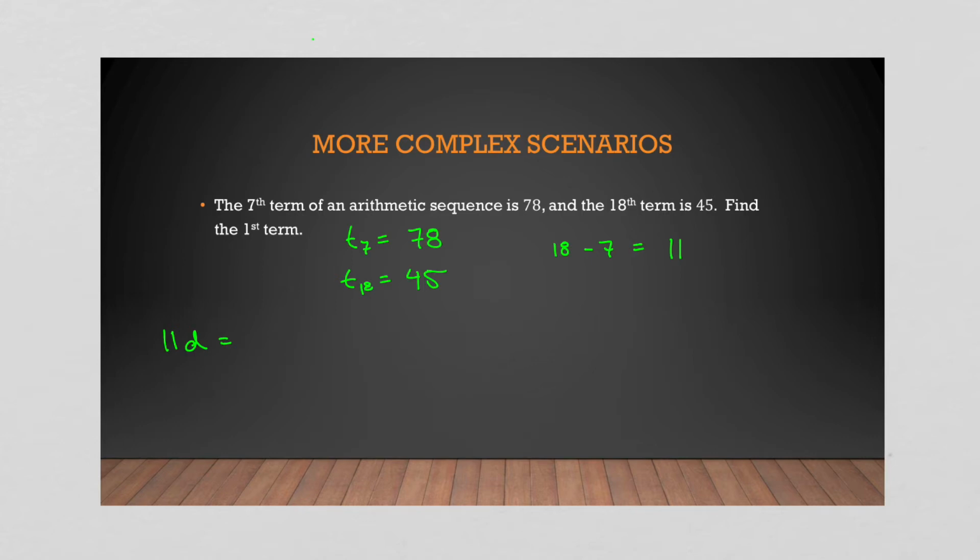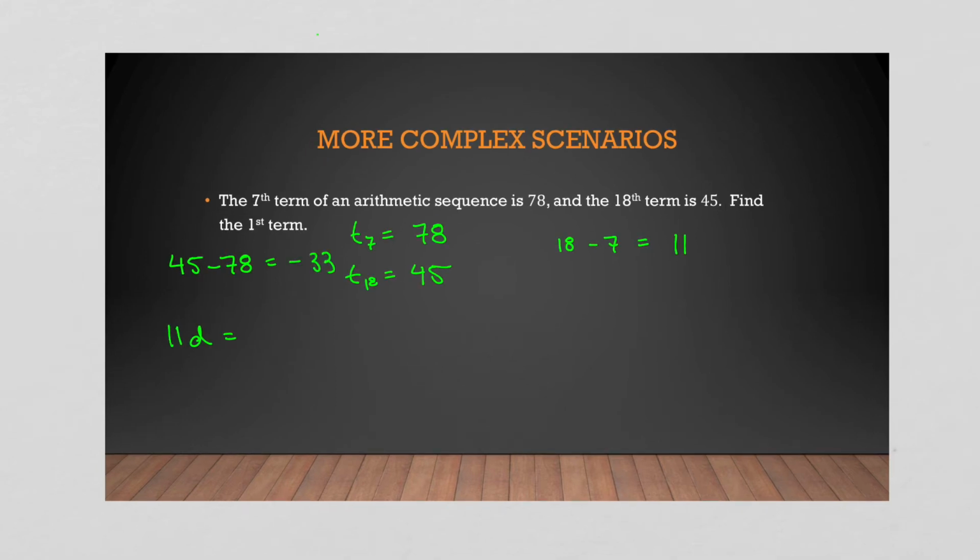And what's the difference between term 45 and term 78? And you'll see I subtracted 78 from 45 because 45 is further down the sequence, and you get negative 33. So it means that 11 times the difference has to equate to negative 33. A little bit of algebra, divide by 11, divide by 11, D equals negative 3. So once we have the difference, we can then plug it back into our Tn equation for either of the 2 points we have. You can pick either one because we can plug in info.